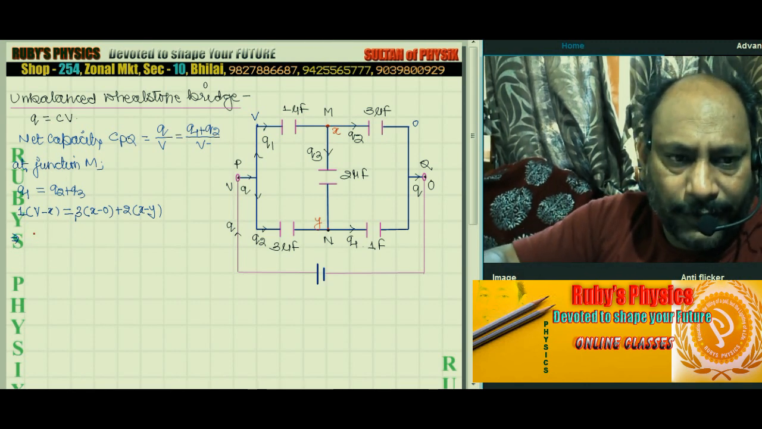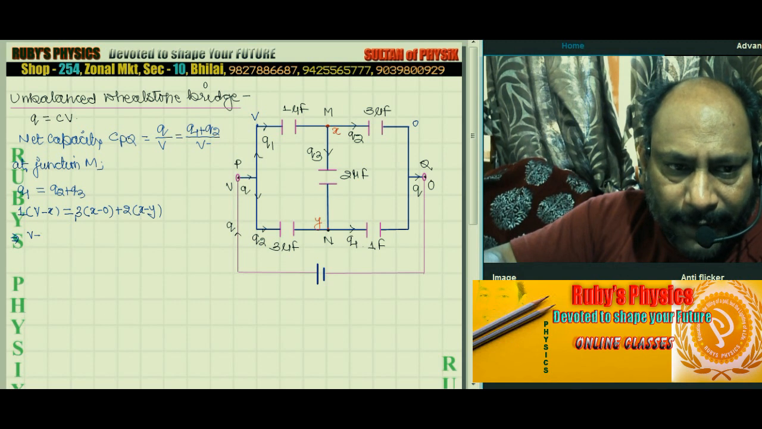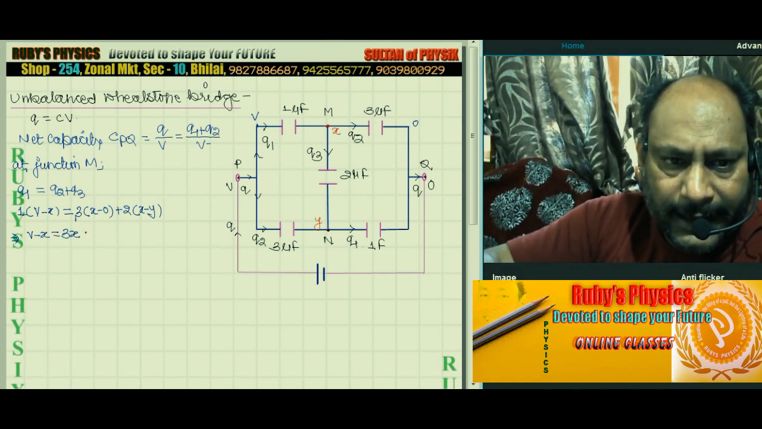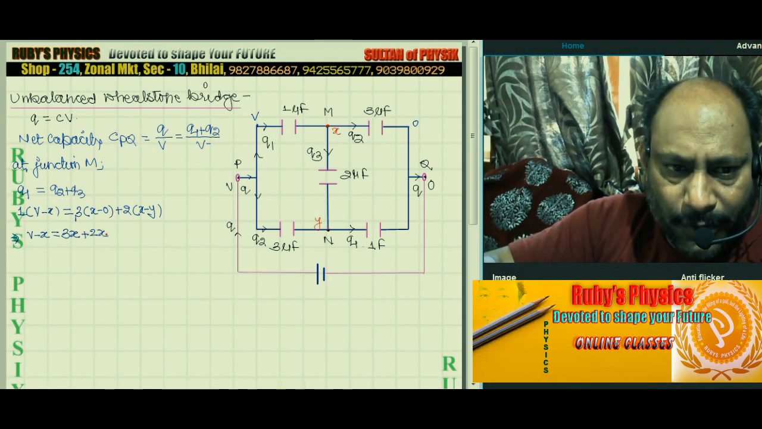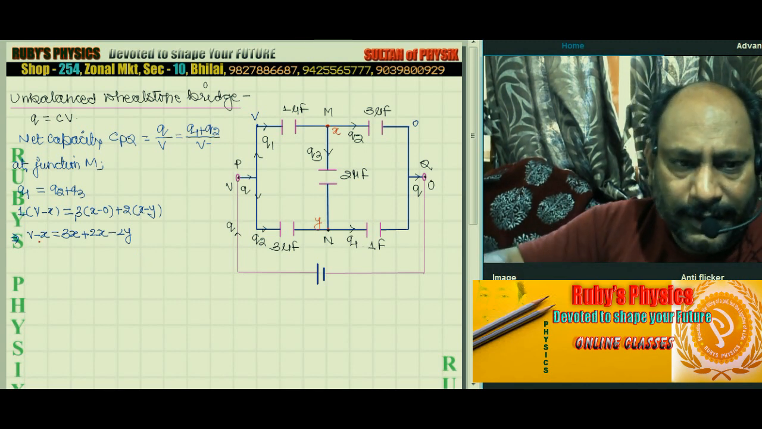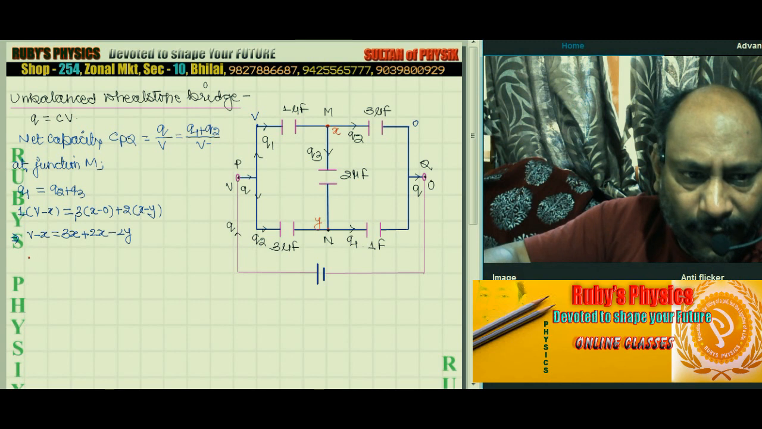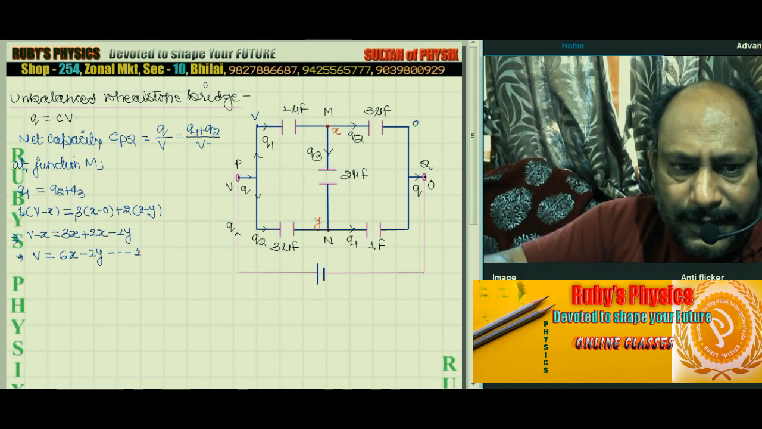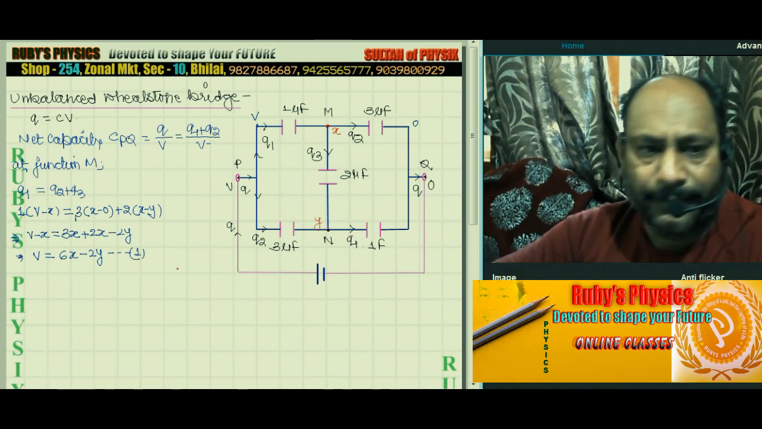I am solving it for you. It is V minus X, that will be equal to 3X plus 2X minus 2Y. You have to just make an equation. Transfer this X, add all these and rearrange. V is equal to 3 plus 2 plus 1, that is 6X minus 2Y. Let me give this as equation number 1.